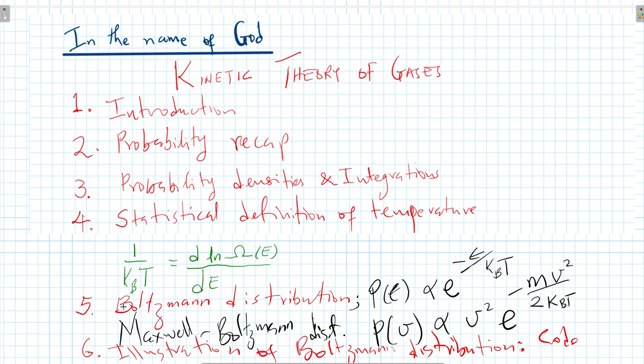During the last video, we talked about the Boltzmann distribution. We derived this relationship: the probability of having a thermal system in some energy epsilon is directly proportional to exponential minus epsilon divided by kBT. kB is the Boltzmann constant, T is the temperature of the system.